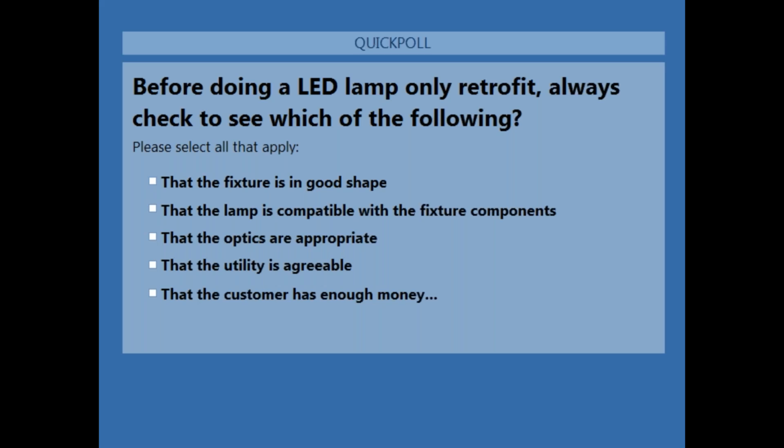All right, so everybody selected the second choice, that the lamp is compatible with the fixture components. Very wise. 83%, the fixture is in good shape. 75% to the optics are appropriate. 42%, hey, the utility is agreeable for this project. And a 33% that the customer has enough money. That is smart.